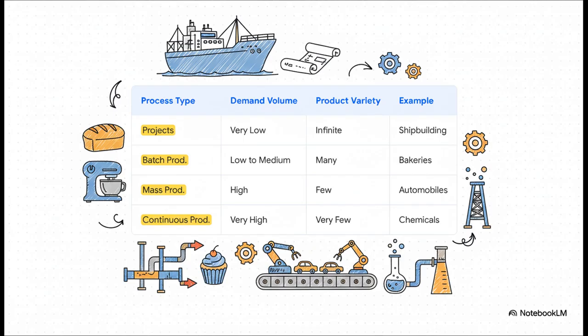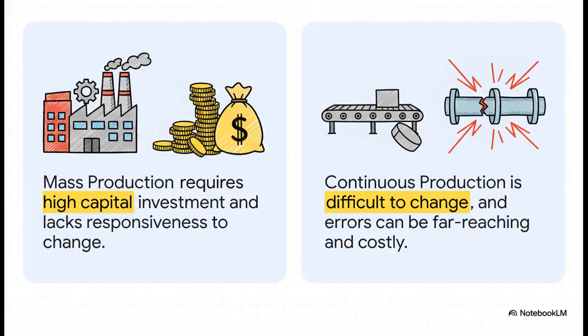In English, this is for those super high-volume commodity products that almost never change, like chemicals or oil. The process just runs and runs. Now, don't get me wrong, these high-volume methods are powerful, but they are not without their challenges.